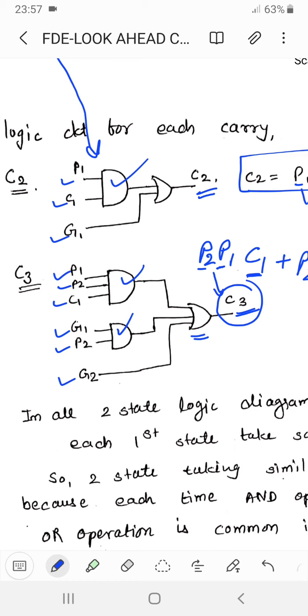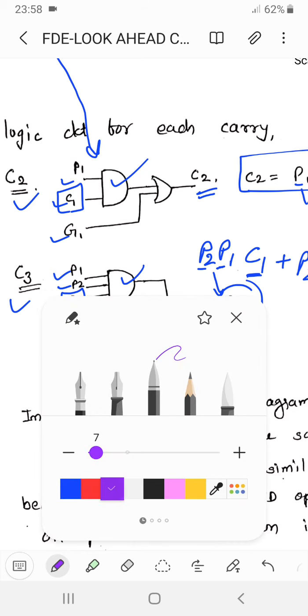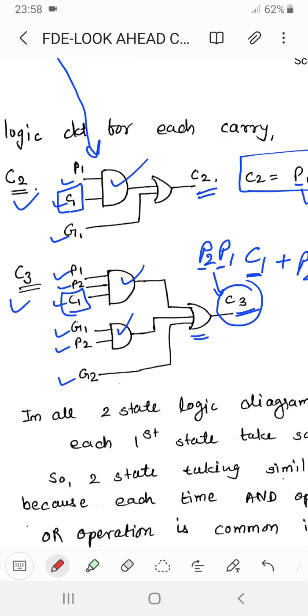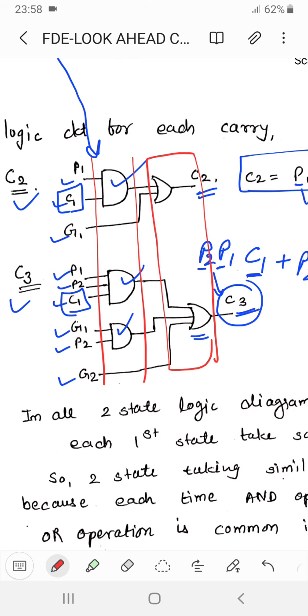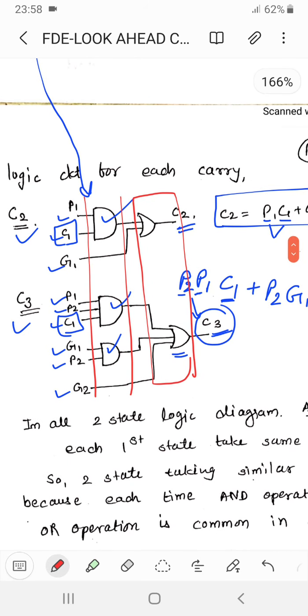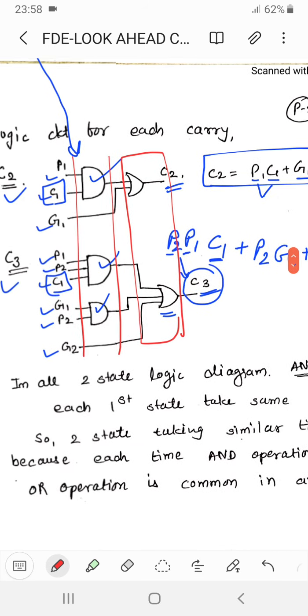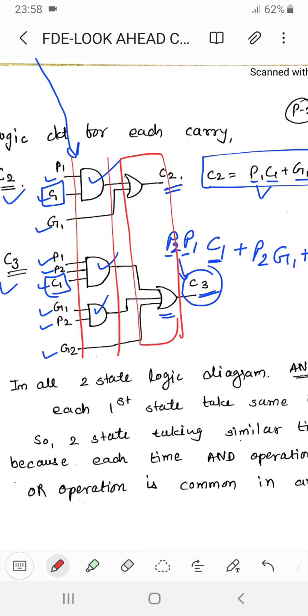So my point is that if we find C2 or C3, we require only one carry bit, that is C1 only. That is the first point. The second point: here there is a two-stage operation. The first operation is the AND gate operation, and the second operation is the OR gate operation. Each first stage takes the same time, and the second stage also takes the same time.